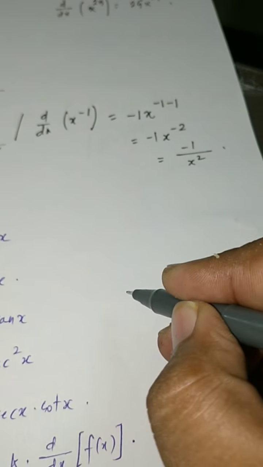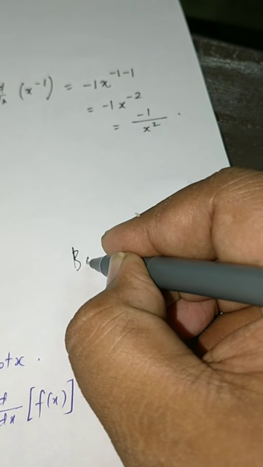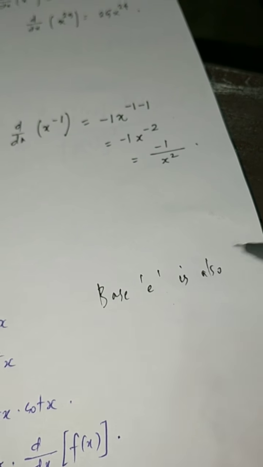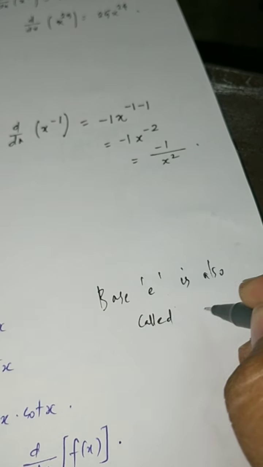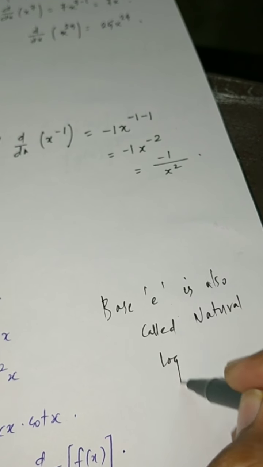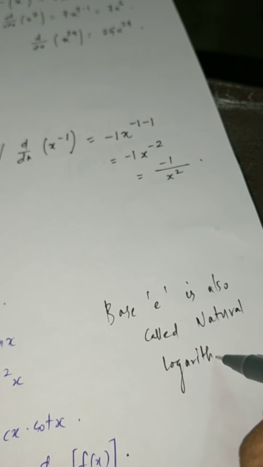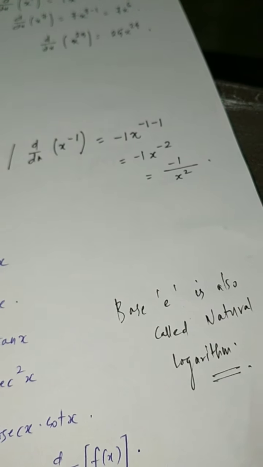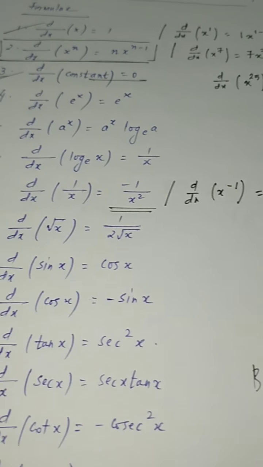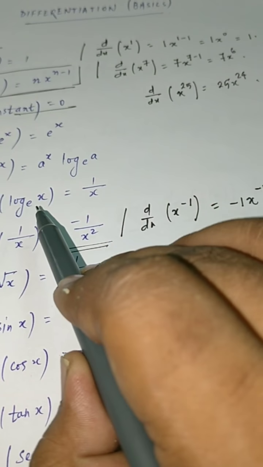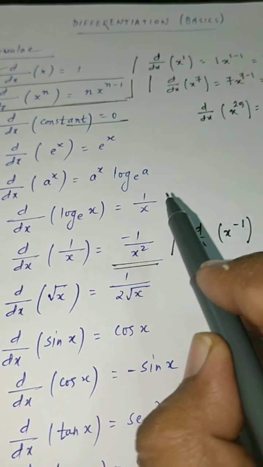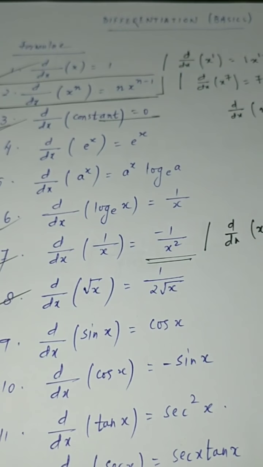So I'm just writing here, base e is also called natural logarithm. So whatever formula we discuss in calculus, if it's a log, all formula are in terms of base e. So what is d/dx of log x? It is 1 by x. This also we have to memorize.